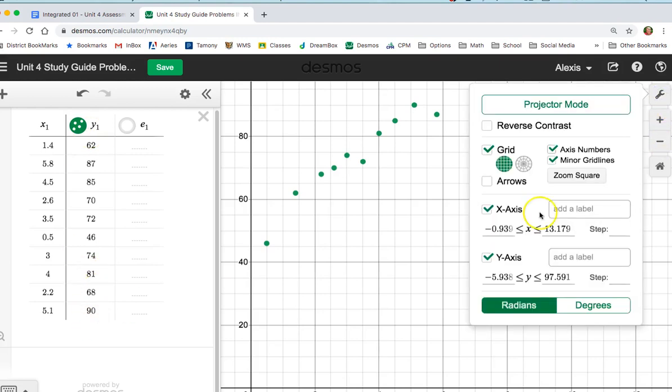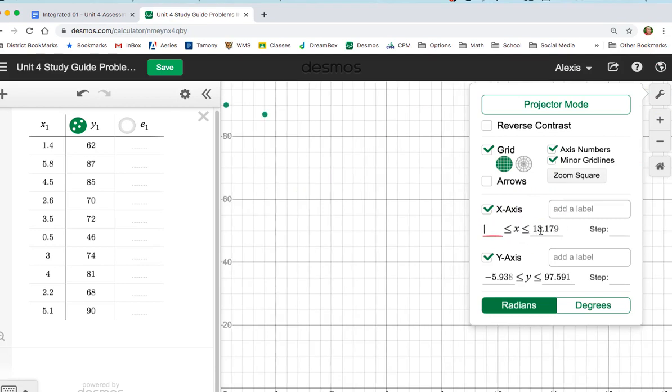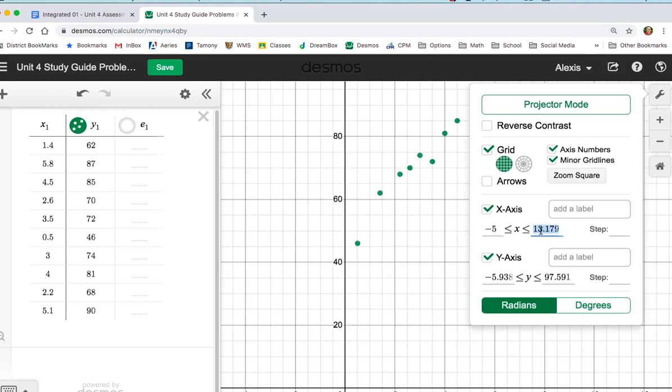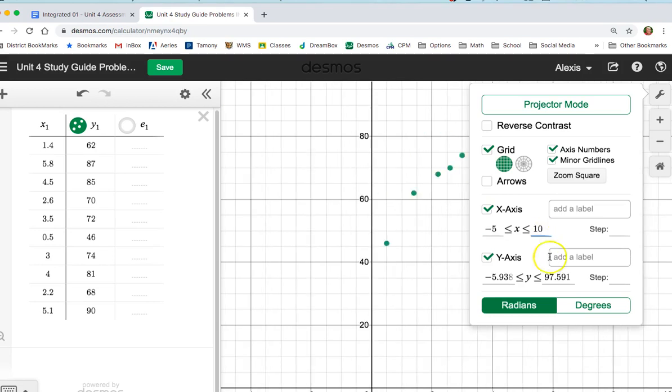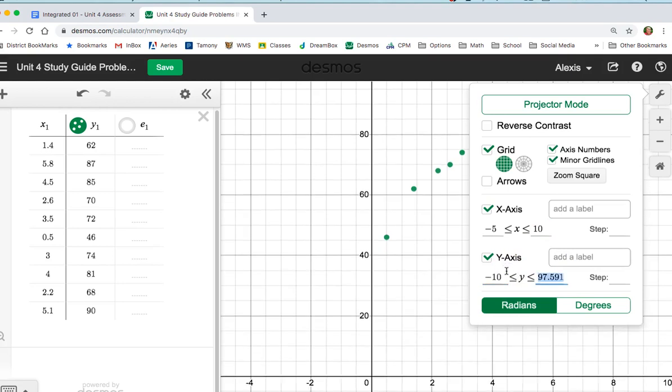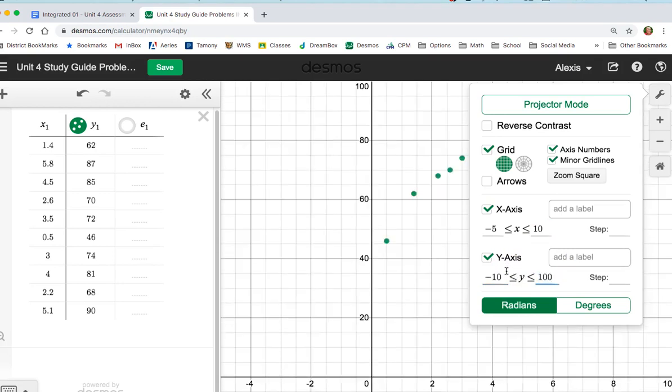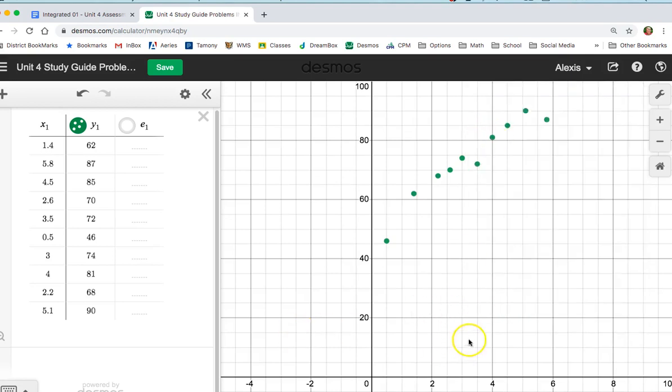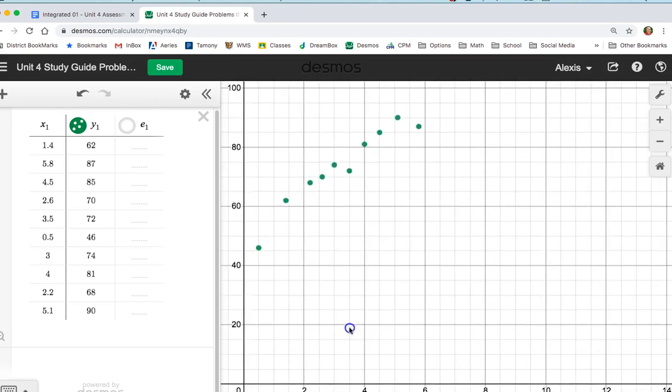So over in our little wrench, for my X values, I always like to see the axis, so I usually do like -5, and I wanted to go to maybe 10. And my Y-axis, maybe -10 up to a score of 100, and that would allow you to see your data. You could also label your axes, but we don't need to do that for this.